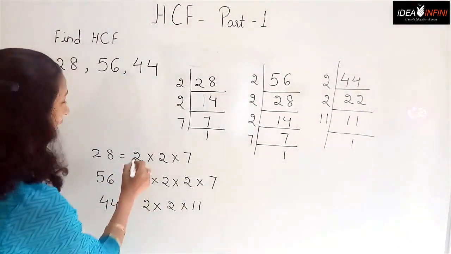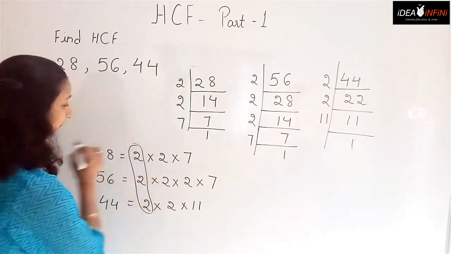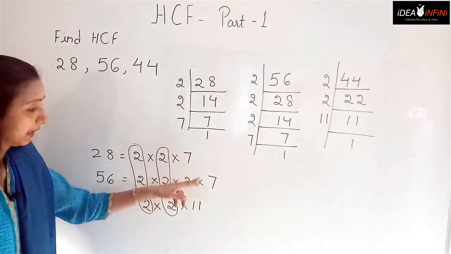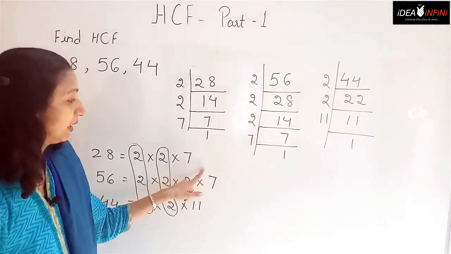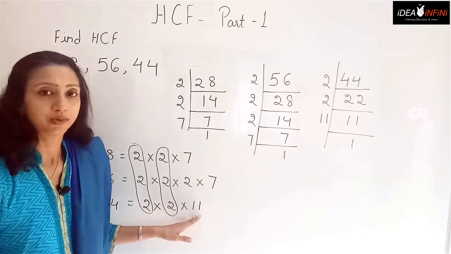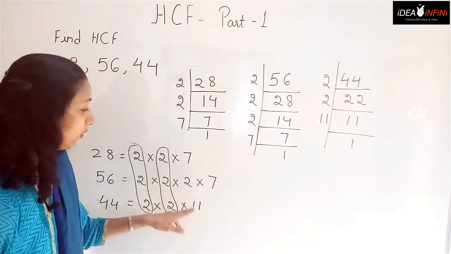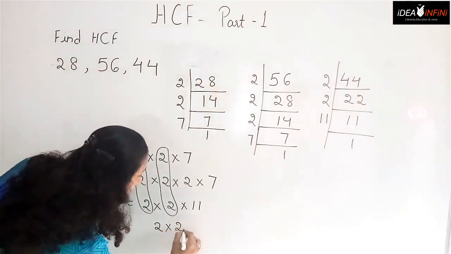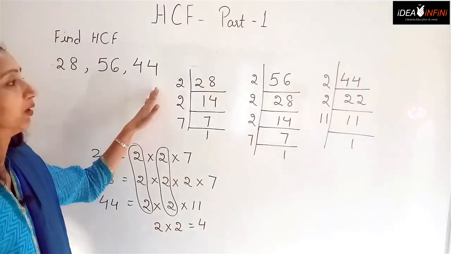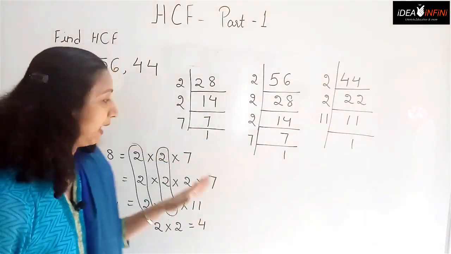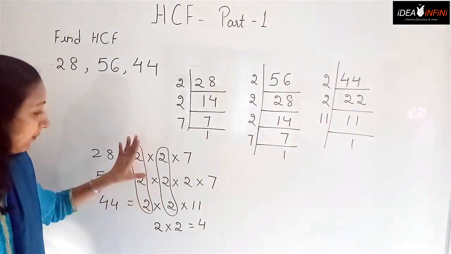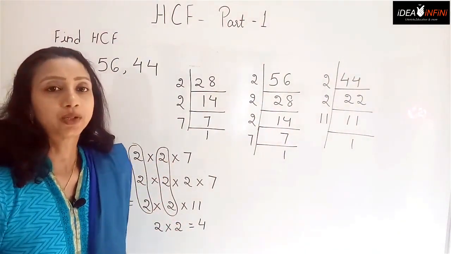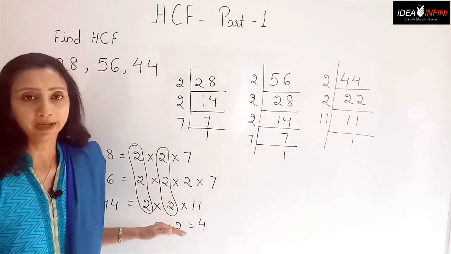Now we try to make a pair. Straight away we are getting a pair here. 2. And again a pair of 2 we are getting here. Now, is there any other pair which is common? See, 7 is common to these two, but not here. So, we are not getting a pair here. And here also 2 is not there in this. So, 2 into 2. That means 4 is the highest common factor among 28, 56 and 44. There is nothing like here all three are combining together to make 1, 2. Then here also the factor, as I said, should be available in all the three numbers.